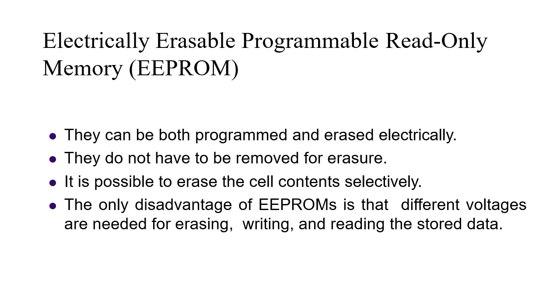The more advanced type of ROM is the electrically erasable programmable read-only memory, where it can be both programmed and erased electrically. In the erasable PROM, you cannot use the electrical signal. Instead, you need to pass ultraviolet rays to get the transistor back to the normal position or the default state.